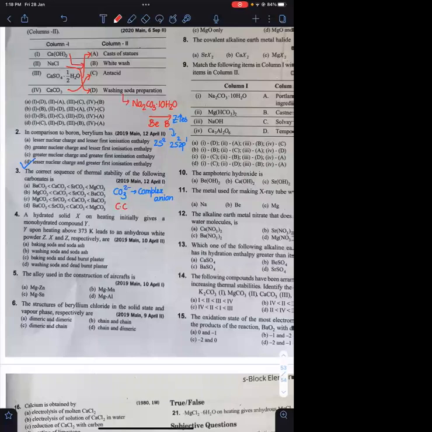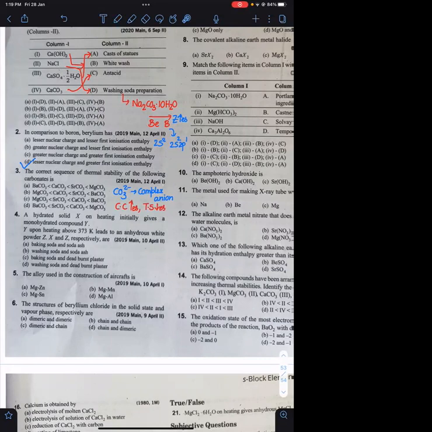Ionic compounds will be more stable when compared to covalent compounds because of greater attractive forces. So if covalent character is more, thermal stability will be less. Covalent character increases, thermal stability decreases. Beryllium is here, but we are not talking about beryllium.